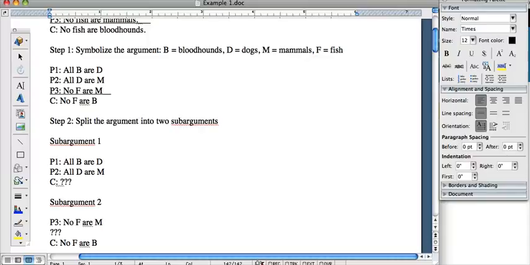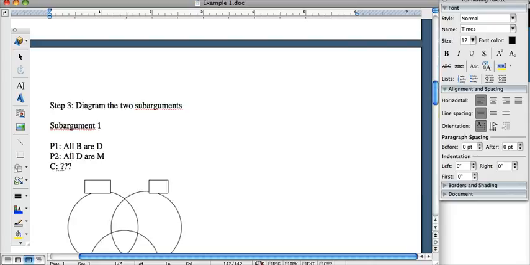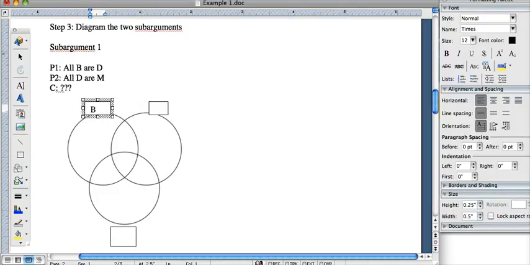Okay, in part 2 of example 1, we are now going to diagram the two subarguments that we identified in part 1. So I've copied them down here for convenience. So we'll start with subargument 1. The first thing we need to do is label our circles, because they're not pre-labeled for us, because we didn't know what they would be.